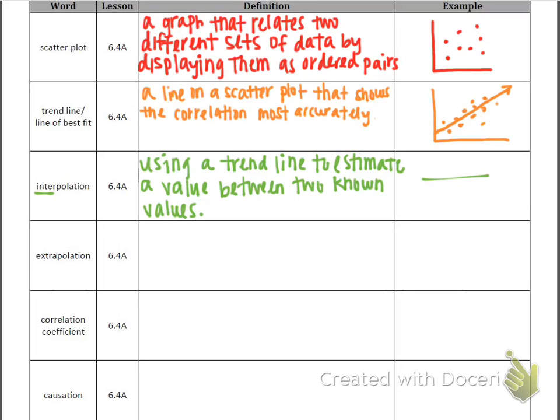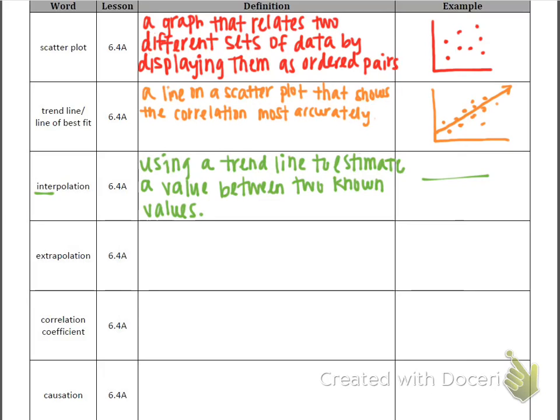Is AJ an outlier? Is he super taller than everybody else or super shorter than everybody else? He falls within data that we already have, right? So we could use the equation to estimate what AJ's height is, because he is between two known data points. We know that AJ is between Christian and David's height, so we could estimate using our equation how tall AJ is, because he lies within our data set.